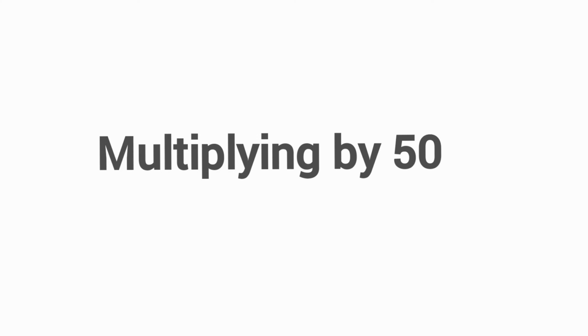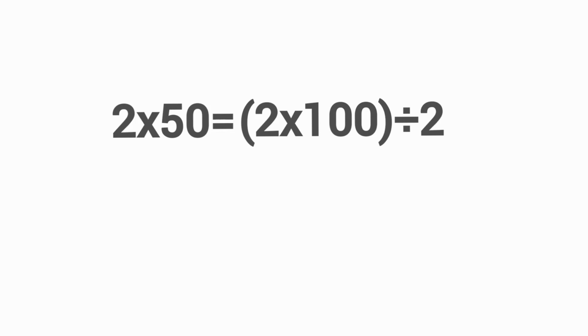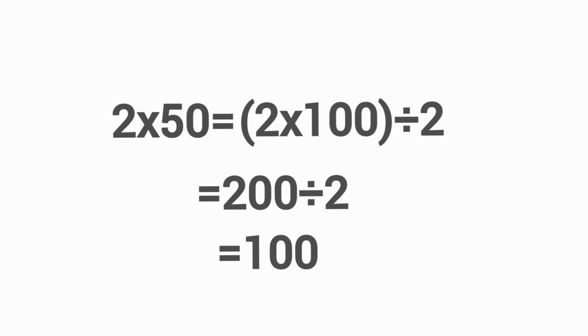And this is no harder with 50. Looking at 50, you can also tell that 50 is the same as 100 divided by 2. So if we take a number 2, 2 times 50 is the same as 2 times 100 divided by 2. This leaves us with 200 divided by 2. And this is the same as 100.